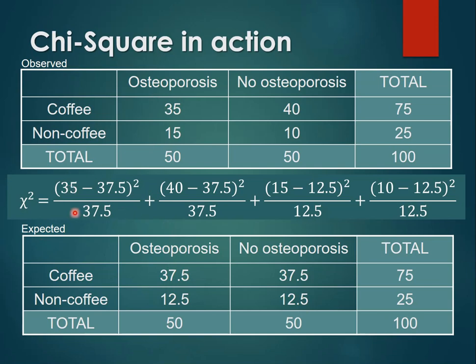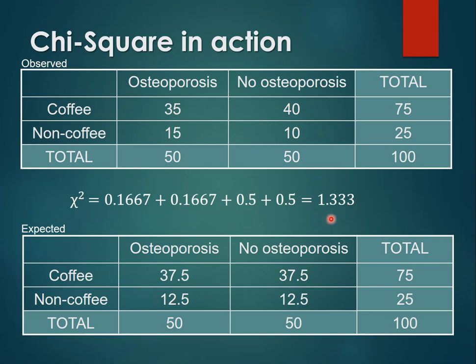We do this for all the cells. So this is the value for the first cell. For the second cell, we have 40 minus 37.5 squared divided by 37.5. And the rest is quite similar to that. And in the end, you will get a value of chi-squared of 1.333. This is our calculated value for chi-squared.